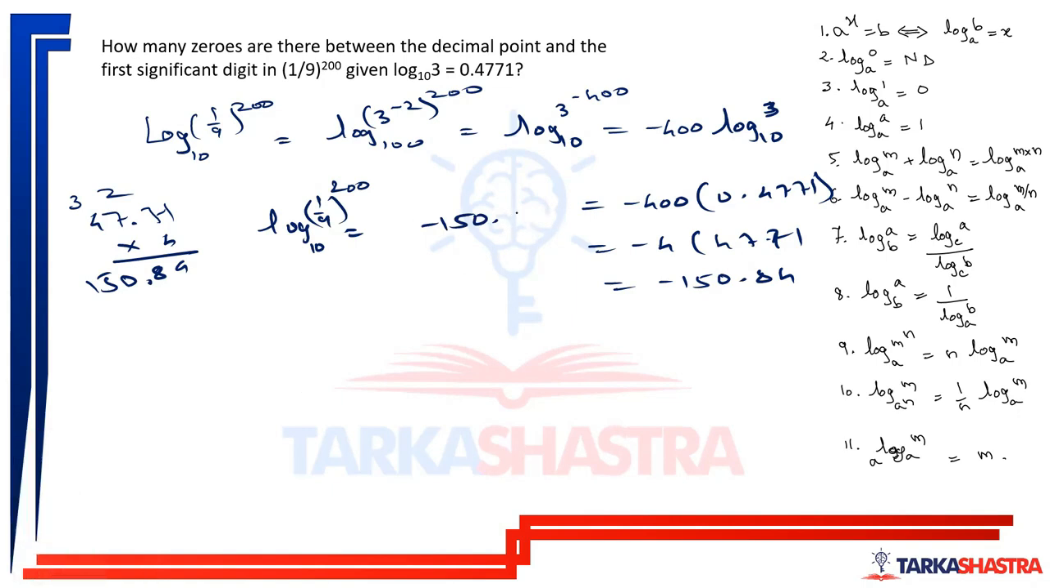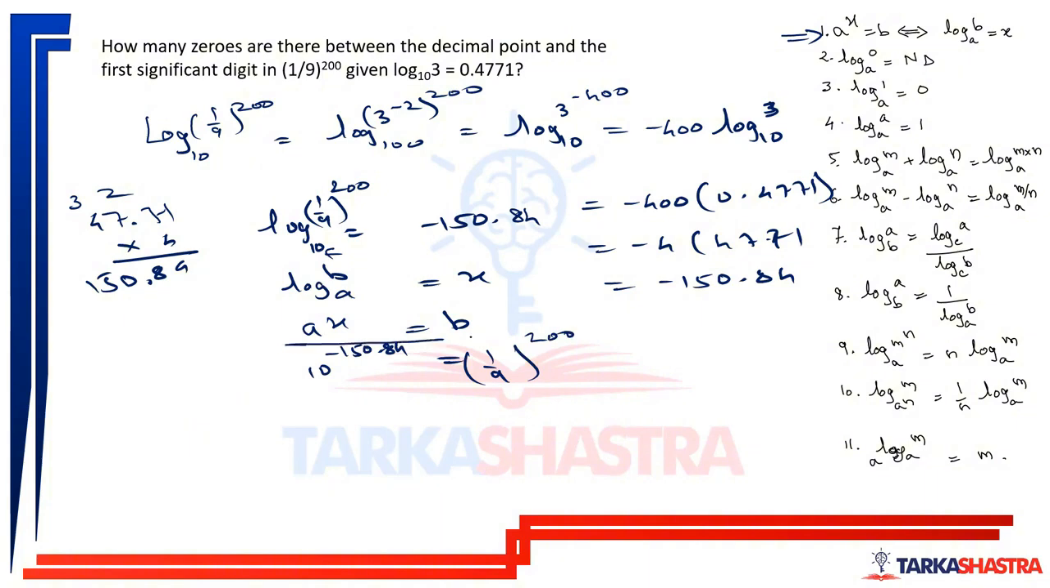Okay, minus 150.84. If I apply this formula over here, log b to the base a is equal to x, so a to the power x is equal to b. So a to the power x is 10 to the power minus 150.84 is equal to b, which is 1 by 9 to the power 200.